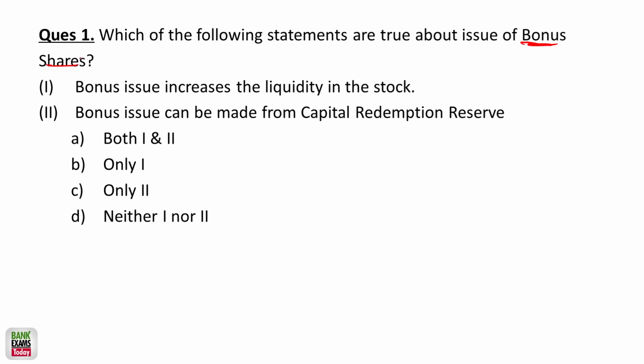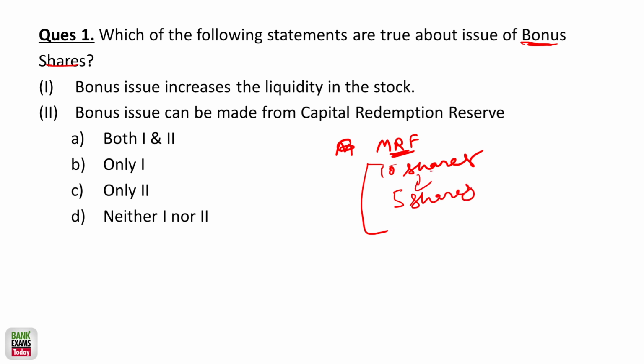Suppose you are the investor of the company, and let's say you are a shareholder of MRF. You have, let's say, 10 shares. Because you are a long-standing shareholder of MRF, MRF is giving you, let's say, 5 shares for each 10 shares you have. So that is a bonus share. That's why it is known as a bonus.